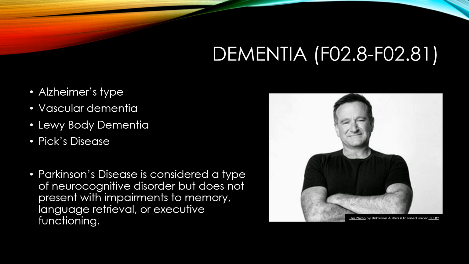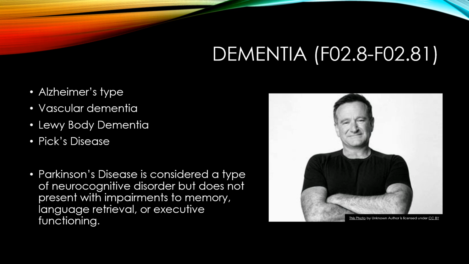Lewy body dementia. Here we have a picture of Robin Williams. He was diagnosed with, or suffered from, Lewy body dementia. So, in addition to the typical symptoms like memory loss, people with this form of dementia may have movement or balance problems like stiffness or trembling. They also experience changes in alertness, including daytime sleepiness, confusion, and staring spells. They may have trouble sleeping and visual hallucinations. It's quite a debilitating disorder.